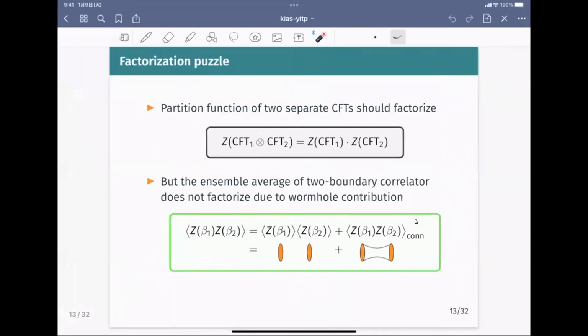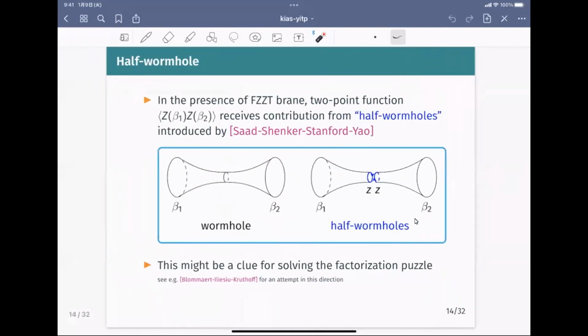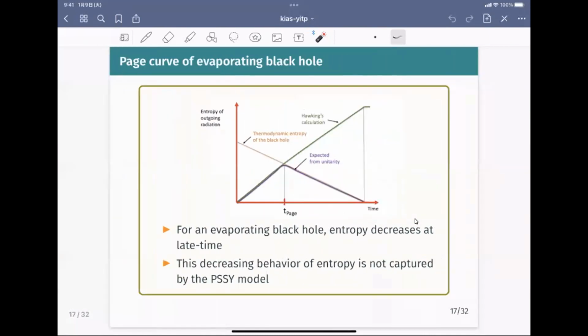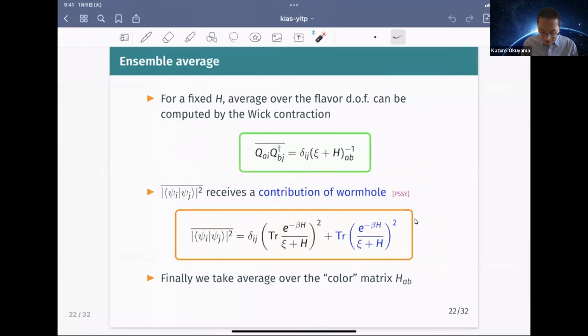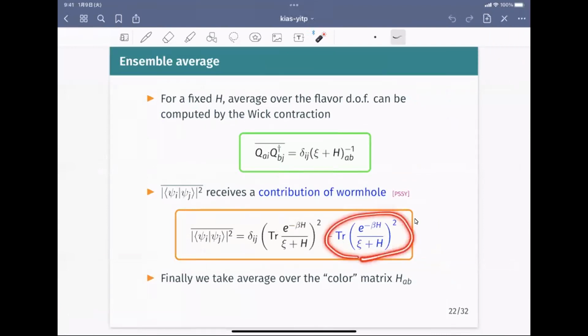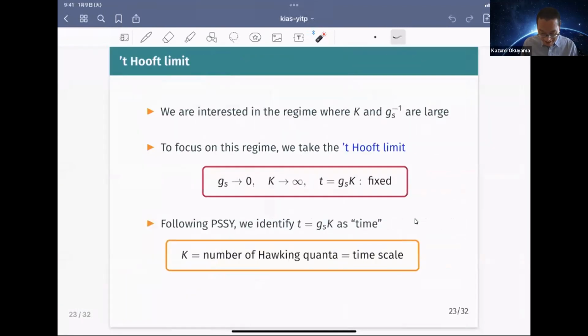Average over psi in your computation. I see. This one. Yeah, this one. But you're taking the planar, the large N limit. So how do you take account of the contribution of wormholes, which is a higher order contribution from the point of view of GS? Okay, so that's exactly the point.